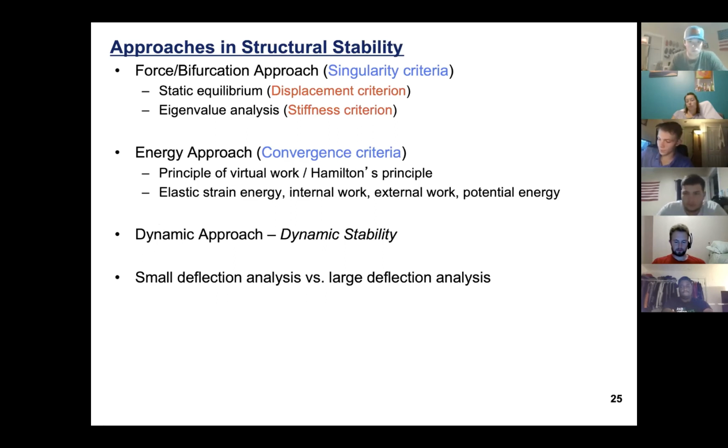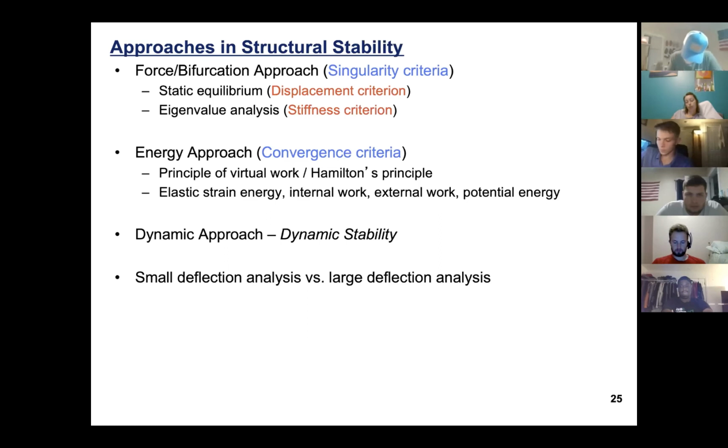Force approach and energy approach can both determine the critical load, but only the energy approach can be used to determine the post-buckling behavior, which is why I will talk about the energy approach. But in most of the examples I will solve in structural stability, you will see me extensively using the force approach, because that is the approach most familiar to most students in our department.